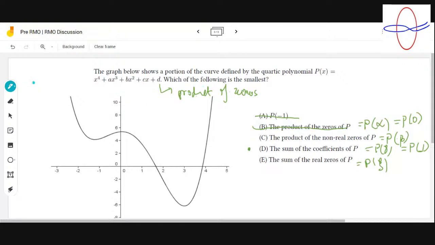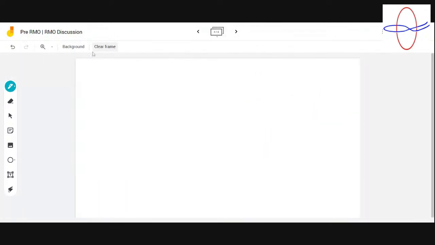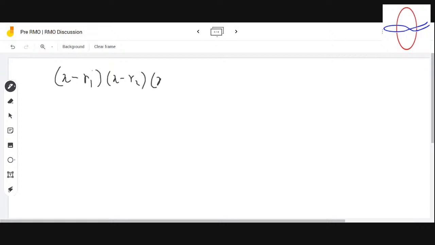Vieta's formula connects the coefficients. So Vieta's formula tells us the following: x minus alpha, or let's say R1. It can be done for any polynomial, okay?